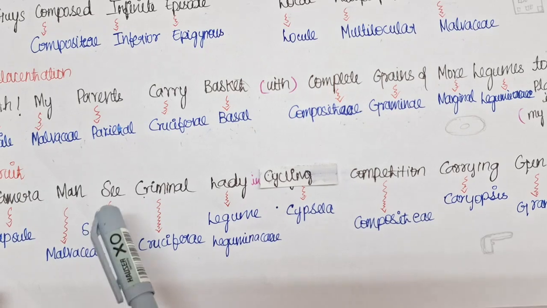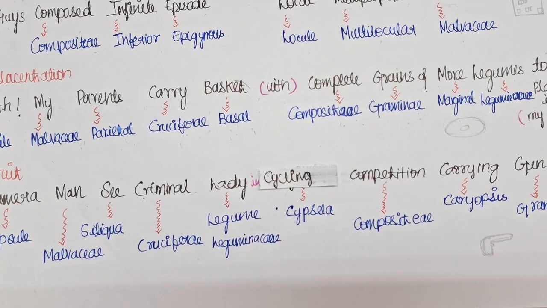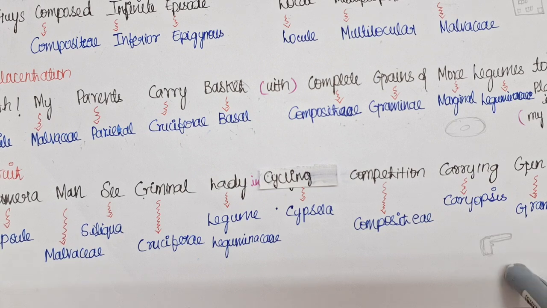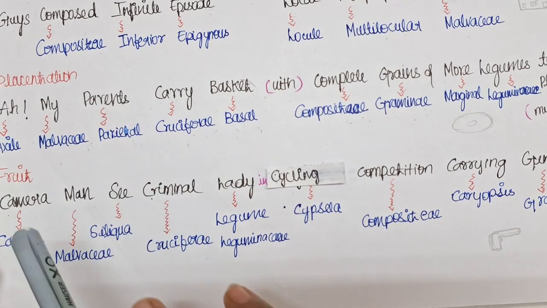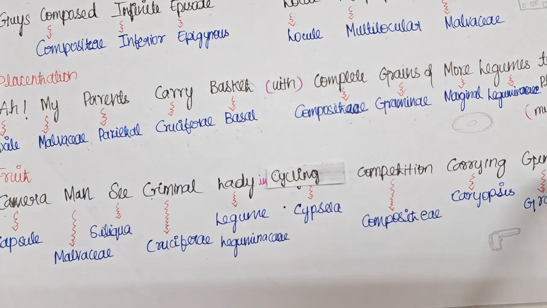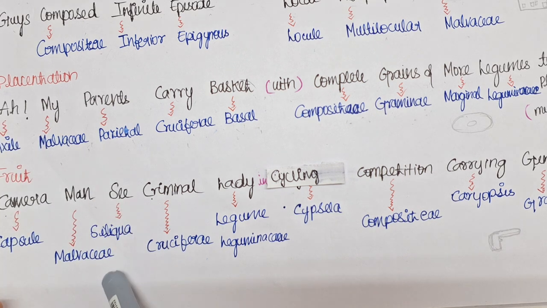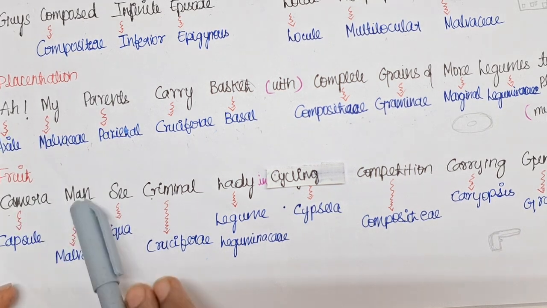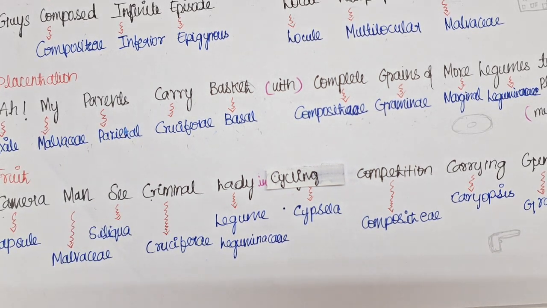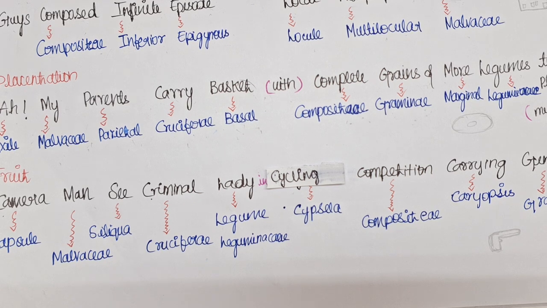So cameraman see criminal lady in cycling competition. What is she doing? She is carrying a gun. So cameraman see criminal lady in cycling competition carrying gun. This one is also a little bit big. Let's see. Camera, capsule. Man is for Malvaceae. So camera is for capsule, man is for Malvaceae. So in Malvaceae you will be seeing capsule type.